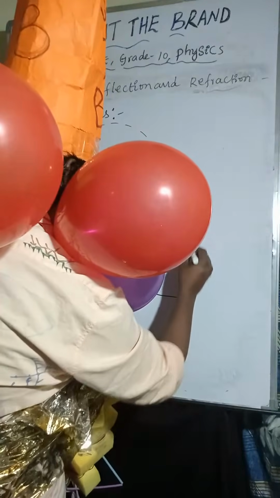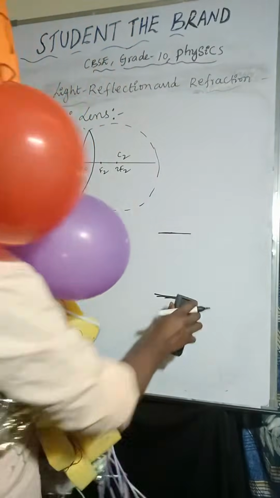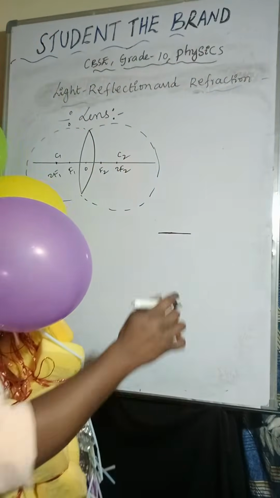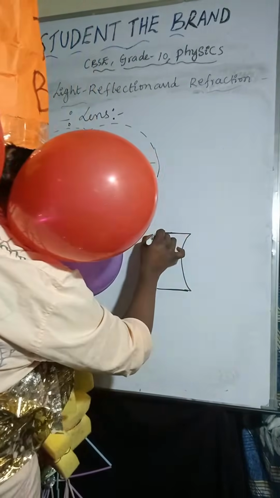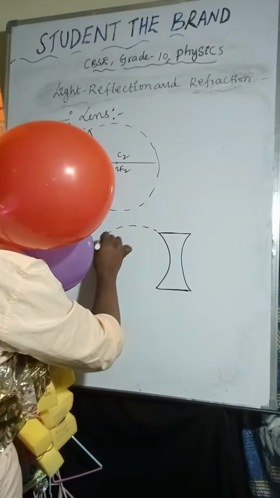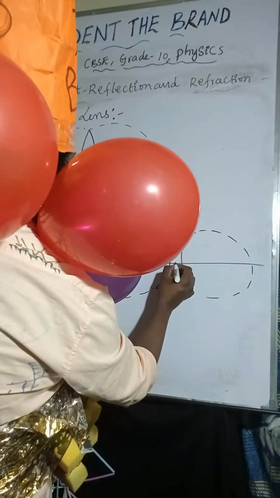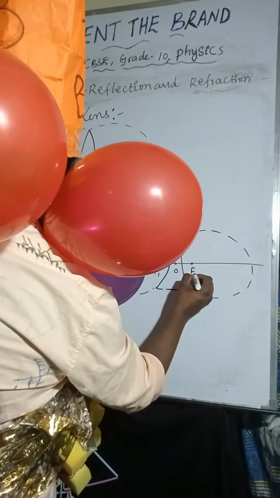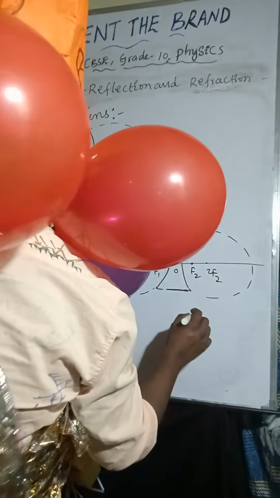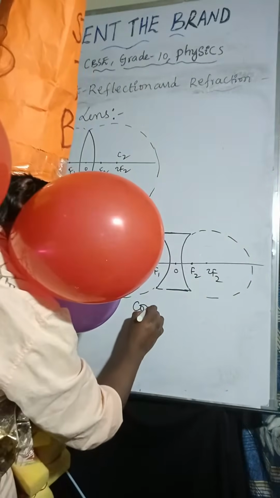And next one concave lens. So optic center, F1, 2F1, F2, 2F2. Okay, so this is the concave lens.